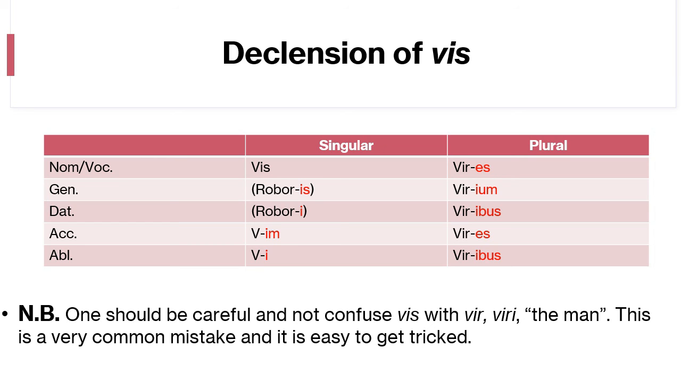A tricky thing about vis is that one should be careful not to confuse vis, which is a third declension noun, with vir, viri, the man, which is a second declension noun. This is a very common mistake among students, because it is easy to be tricked. They are very similar, but they belong to different declensions, so they should not be confused.